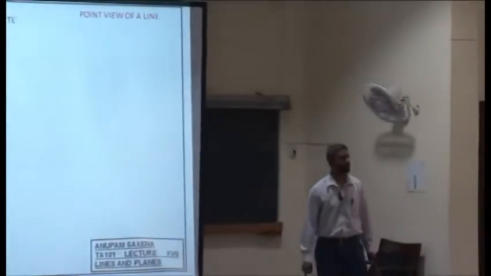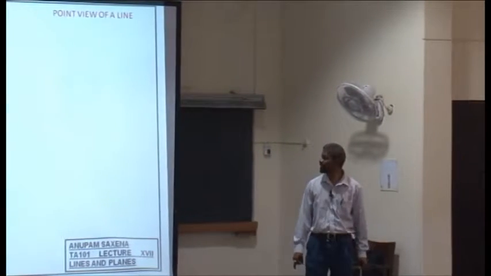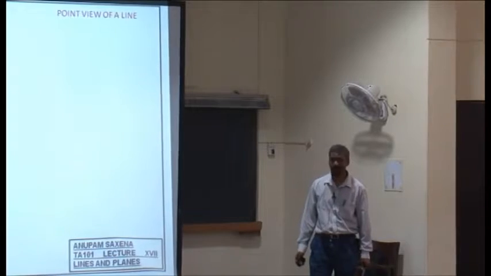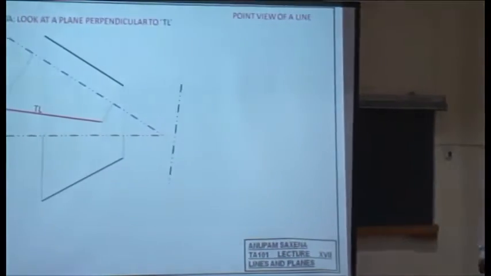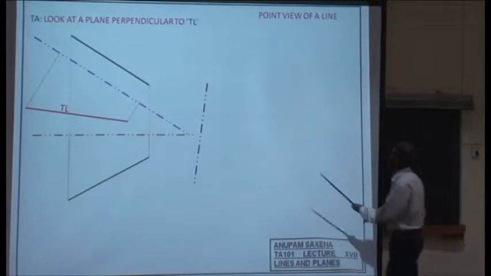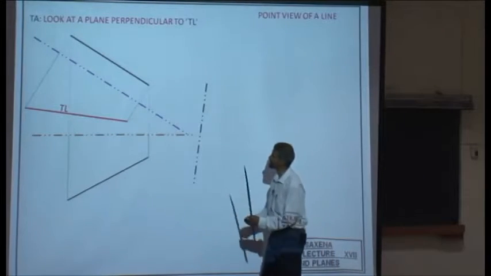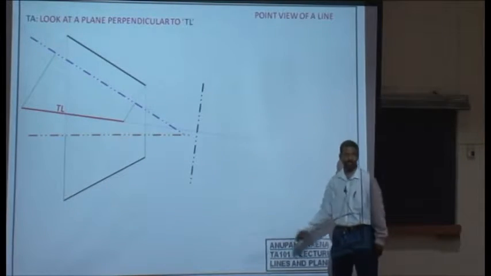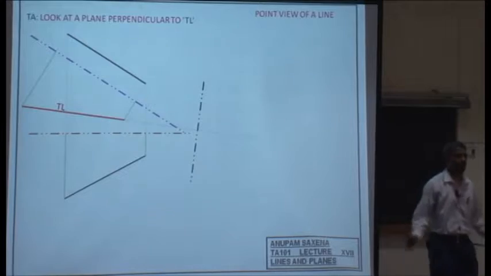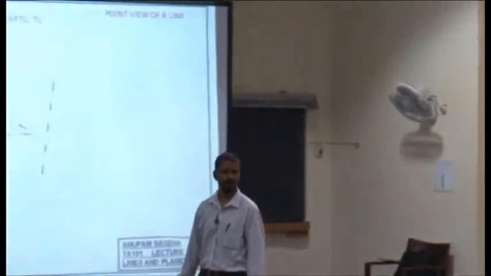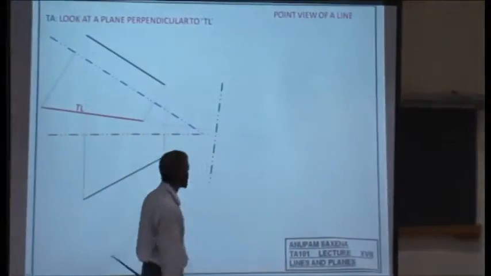Now, do you agree that if I draw a hinge line perpendicular to the true length view of the line, okay, here, and if I take a projection here, somewhere over here I'll be seeing the point view of the line. Do you agree with that? Do you agree with that? All right. Where would that point lie? Where would that point lie?